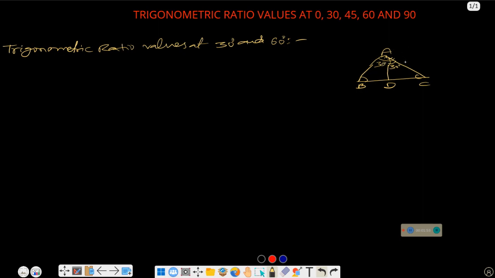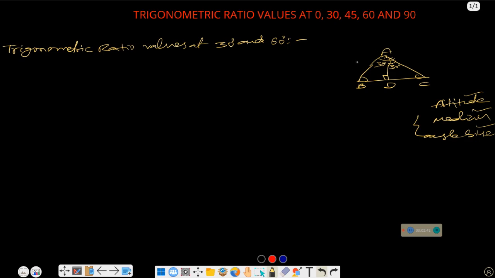In the equilateral triangle, AD is the bisector, and it is also the altitude for BC, and it is also the median. So in the equilateral triangle, altitude, median and angle bisector are all the same. So this AD is the altitude and also median and also angle bisector. Median means D is the midpoint of BC, and altitude means it makes 90 degrees with BC.